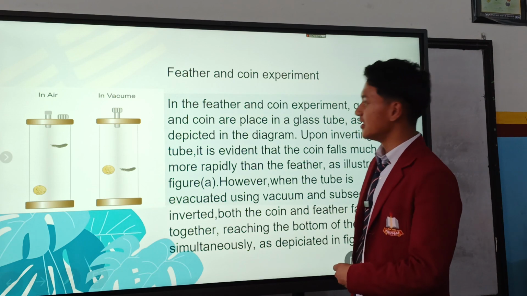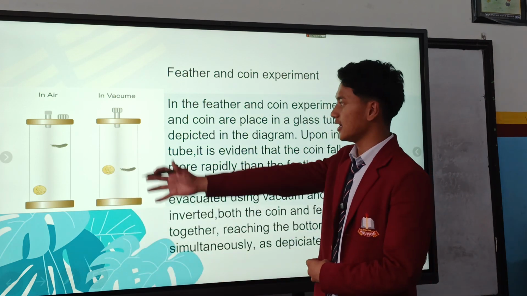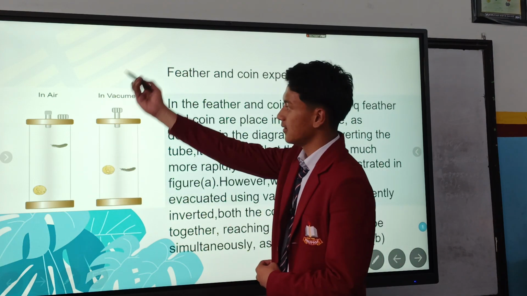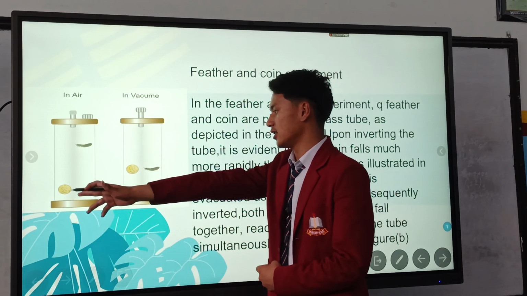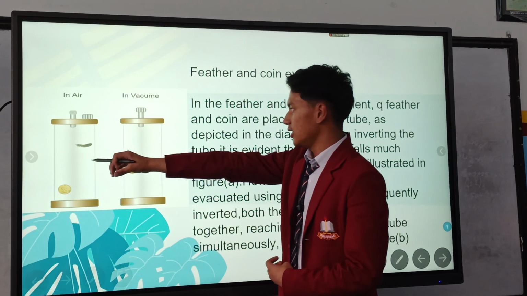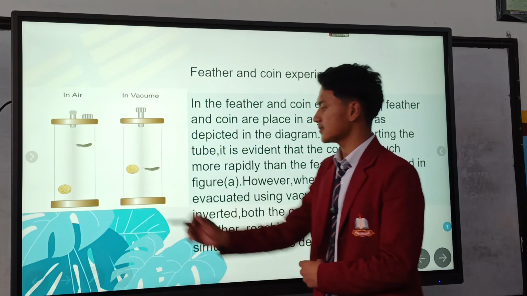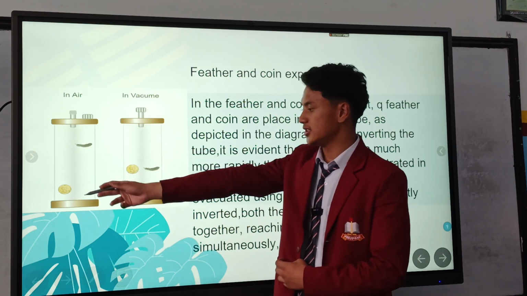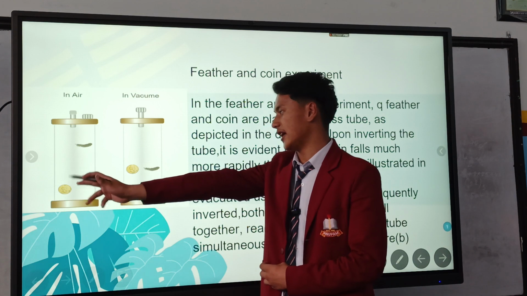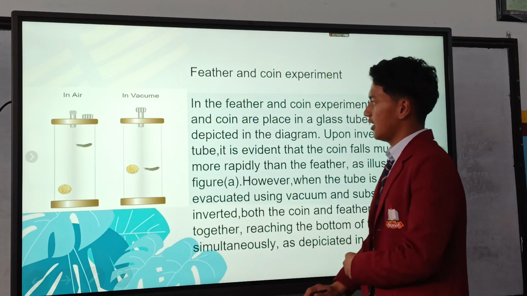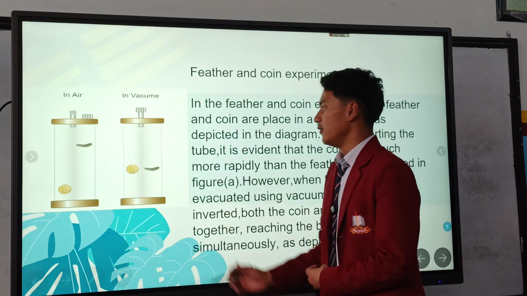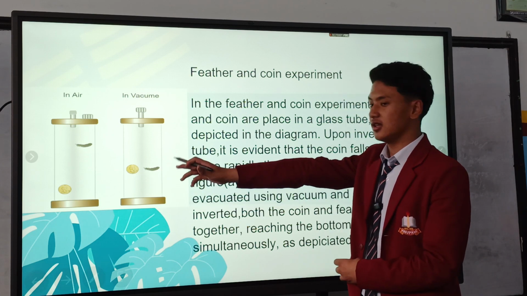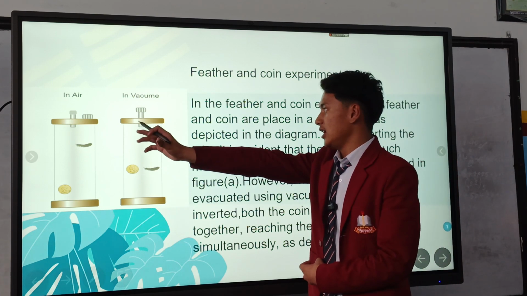Feather and coin experiment. In this figure, we can see two figures. In figure A, there is a container with a feather and a coin, and it contains air. While air is contained in this experiment, we can see that the coin has fallen faster than the feather. In figure B, the coin and feather are falling at the same time because it is in vacuum.